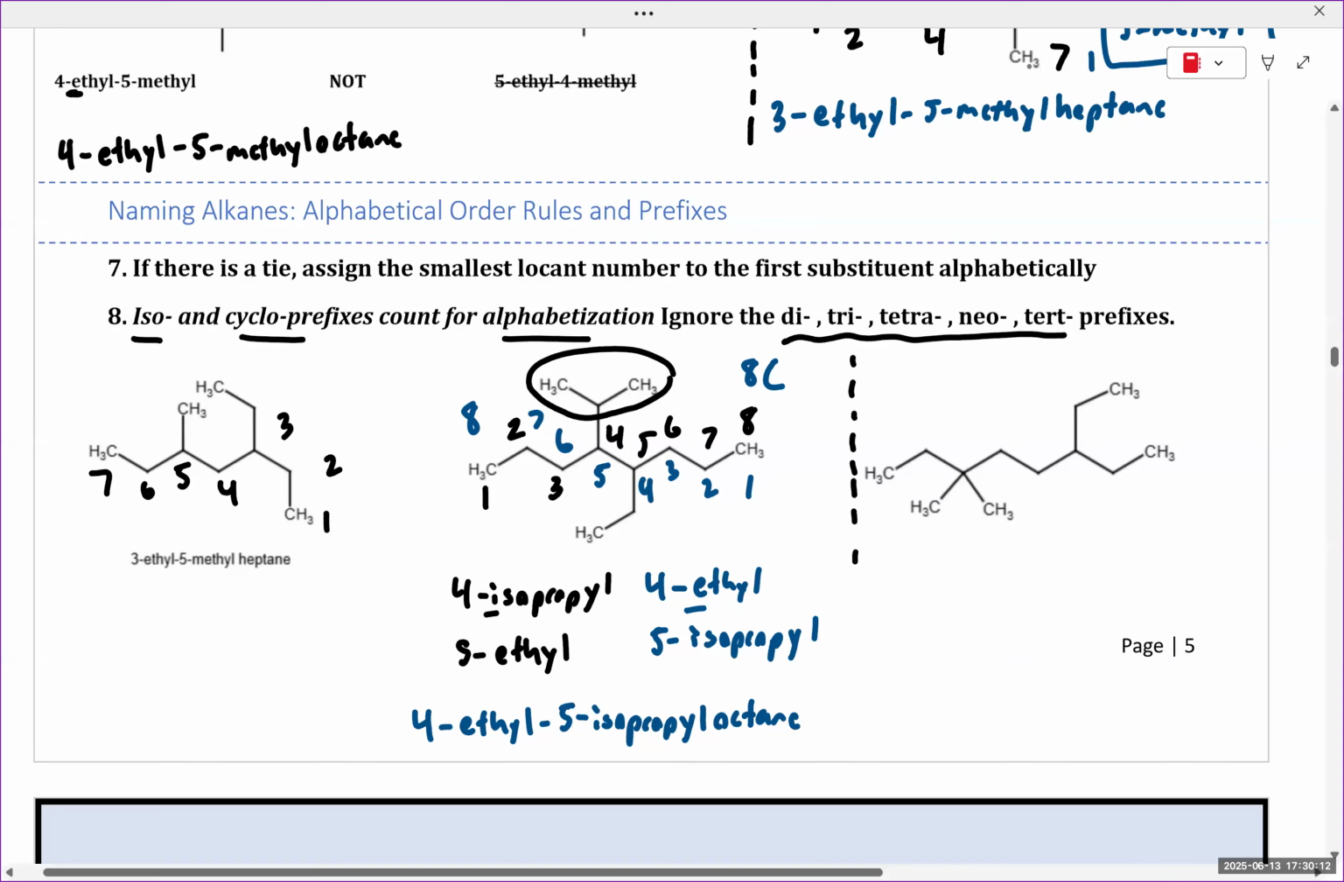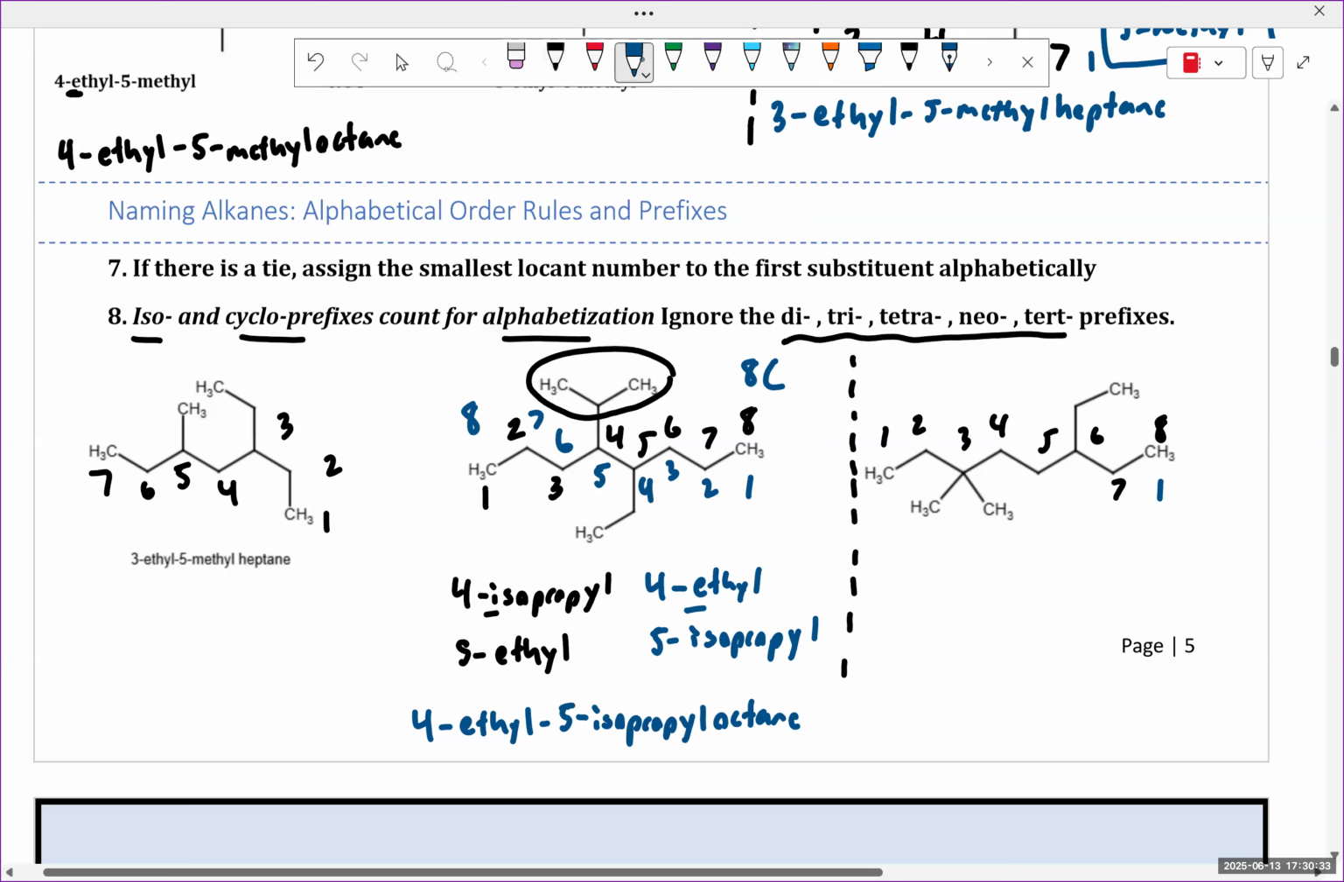Let's try to apply what we've seen to this next example. So you may want to pause the video, and then we're going to be discussing this example pretty much right now. Okay, so numbering. 1, 2, 3, 4, 5, 6, 7, 8.